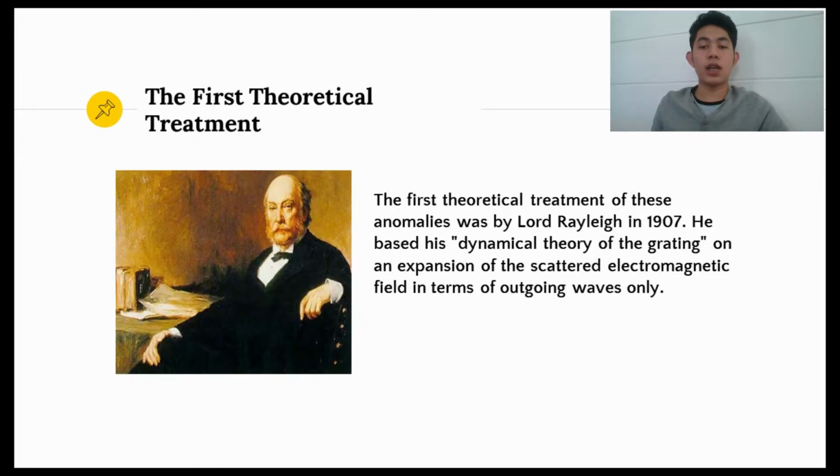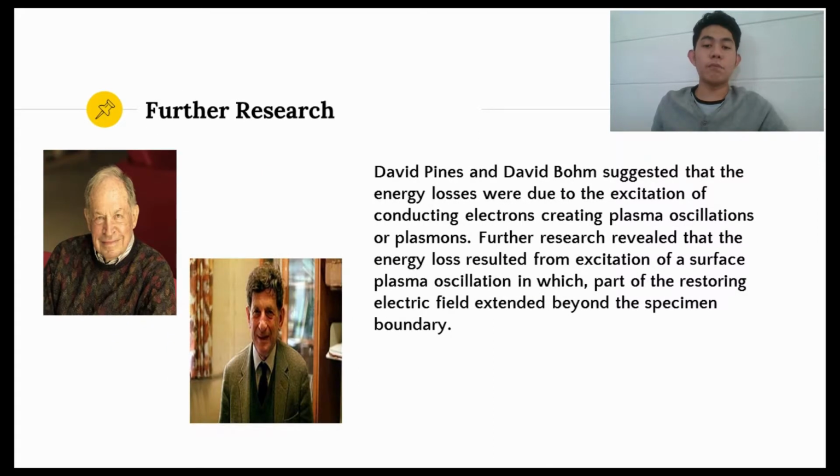The first theoretical treatment of these anomalies was formulated by Lord Rayleigh in 1907. He based his dynamical theory of grating on the expansion of the scattered electromagnetic field in terms of outgoing waves only. For further research, Sir David Pines and Sir David Bohm suggested that the energy losses were due to the excitation of conducting electrons, creating plasmons. Further research revealed that the energy loss resulted from excitation of a surface plasmon in which part of the restoring electric field extended beyond the specimen boundary.